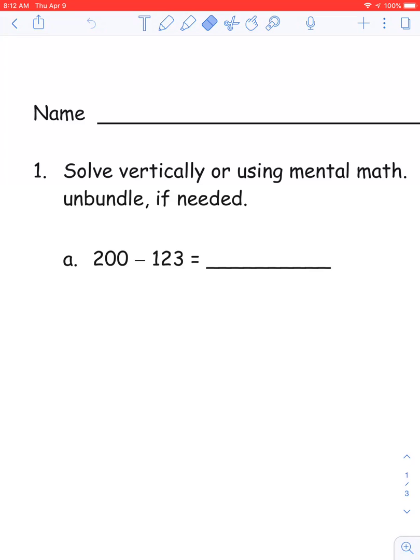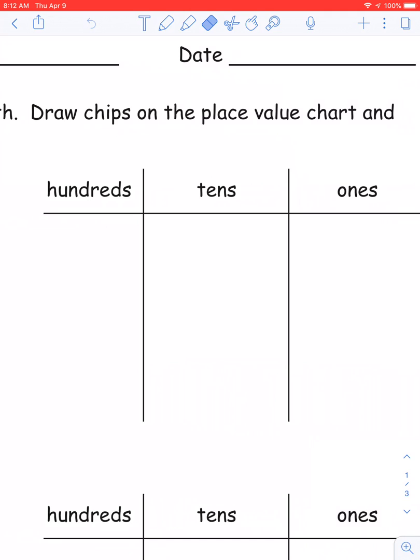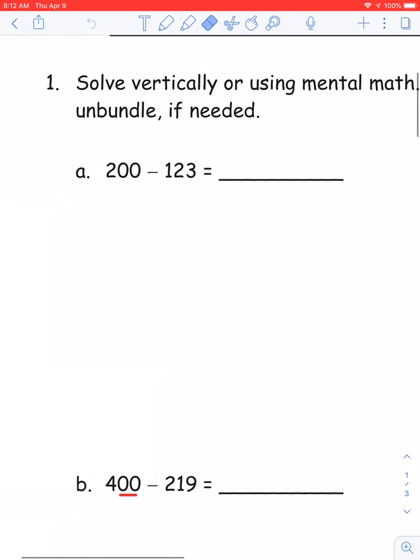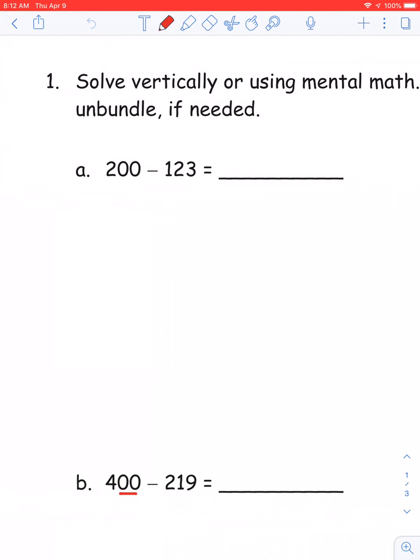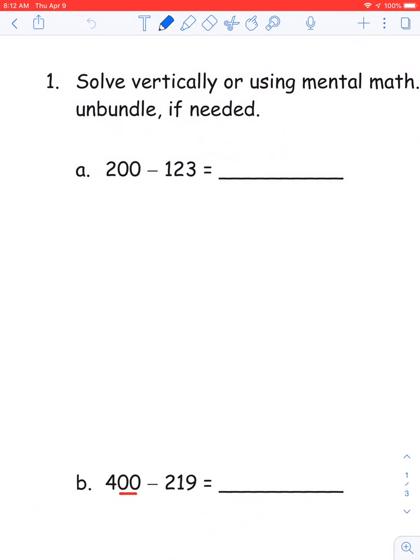Okay, let's look at Module 5, Lesson 17. And this is a review. We've done this already, and we've actually done this homework assignment. And if you remember, we were using the hundreds, tens, and ones chart to solve this. Okay, I'm going to show you a little bit of a different way and see if you like this way a little bit better than what we learned back when we were doing Module 5.